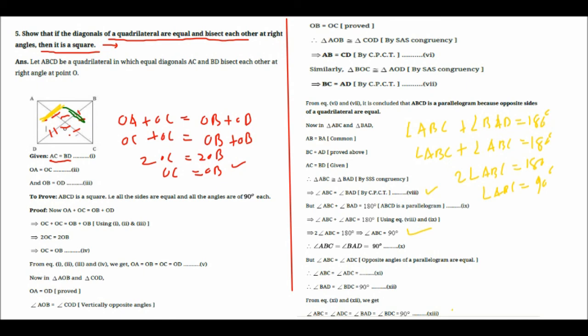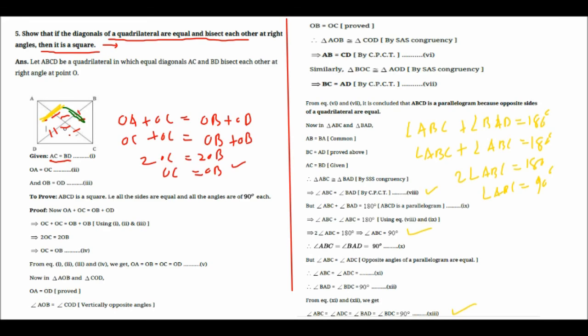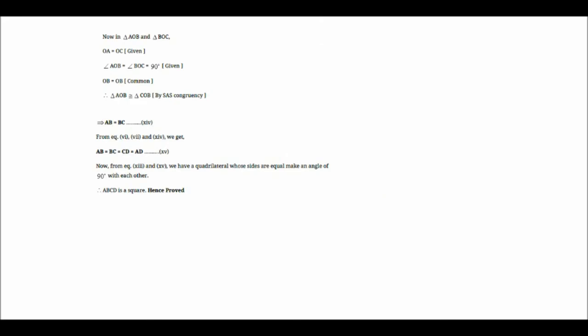And we know that opposite angles of a parallelogram are equal. So we say that all the angles are 90 degrees. Now it is very easy to say the rest.